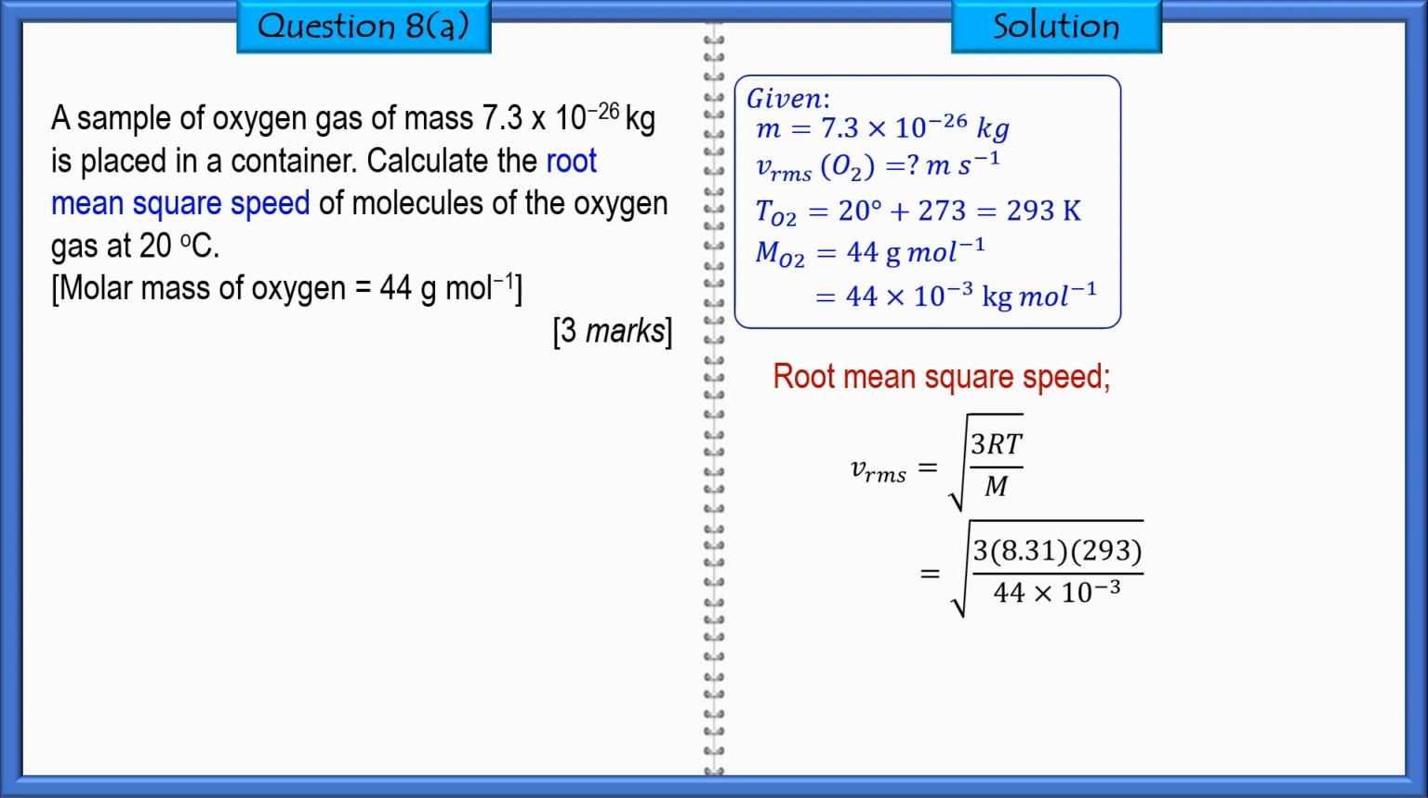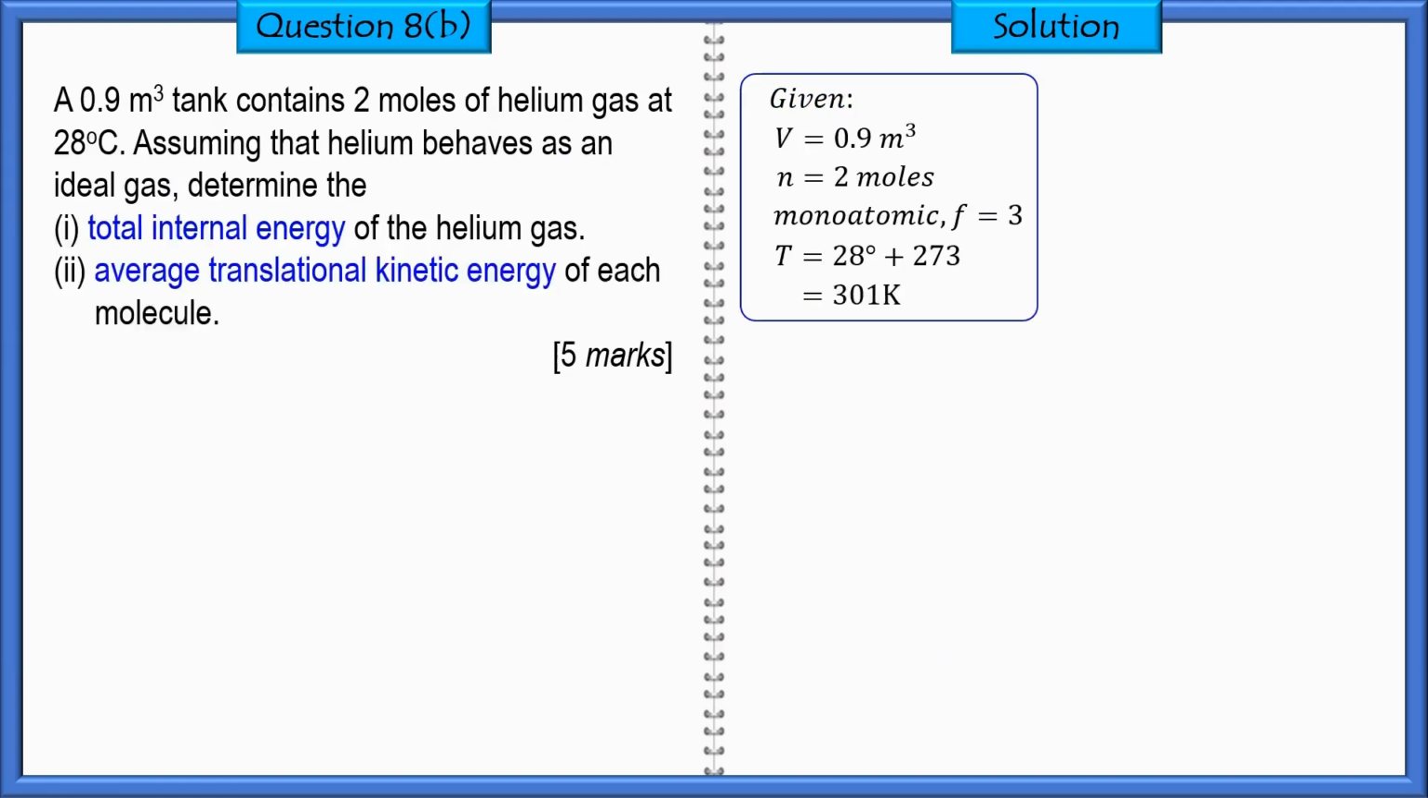And when you substitute, R is the molar gas constant, which is equal to 8.31, and temperature, because this is given in Celsius, you need to change to SI first, which is 293 Kelvin. Substitute the value, and also the molar mass in kilogram per mole, and you will get that the root mean square speed is 408 meter per second.